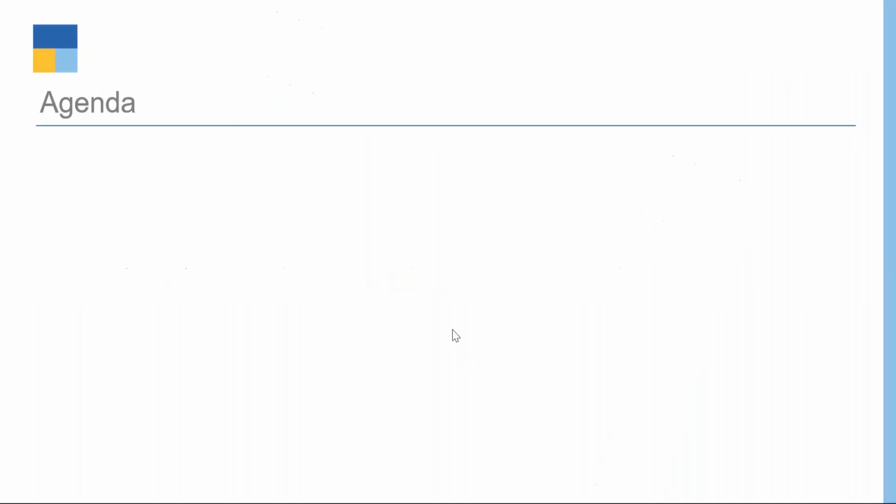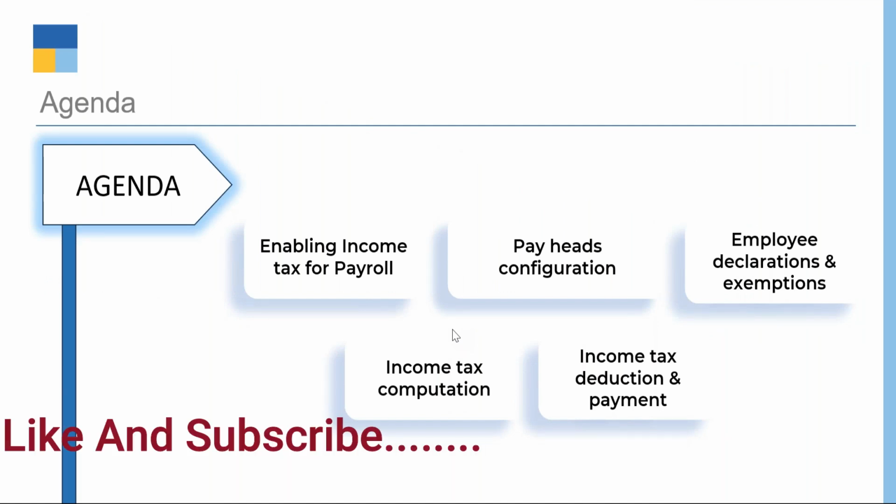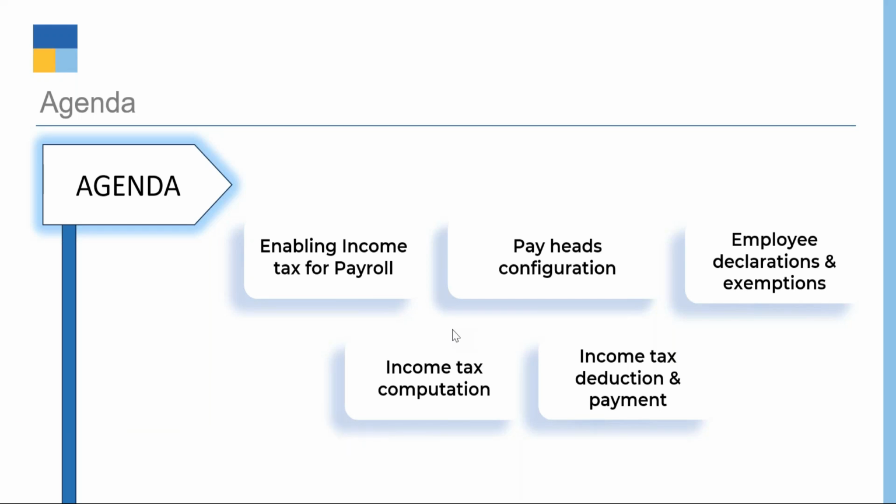So let's look at the agenda. The agenda is we will see in the product how we can enable the income tax feature for payroll. Obviously, in order to deduct the income tax, you have to have the payroll feature enabled in TallyPrime. That is, you have to manage your employee data and the salary part, then you will be able to charge the income tax on the salary.